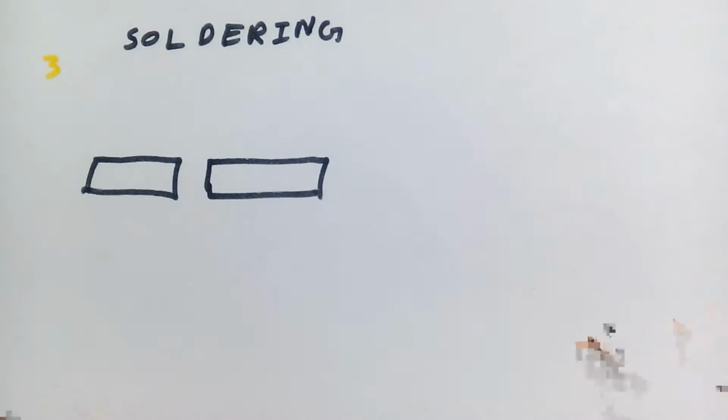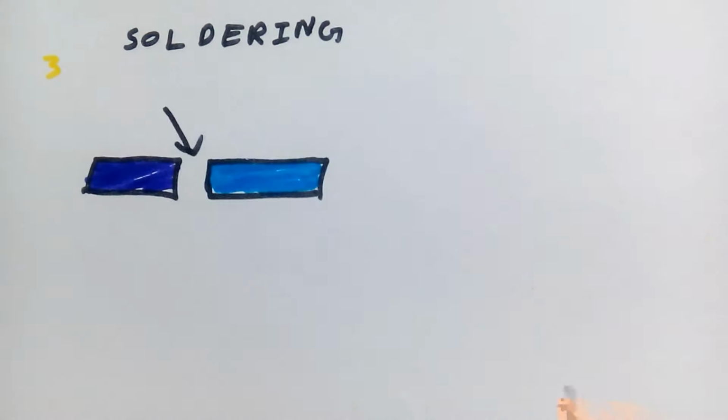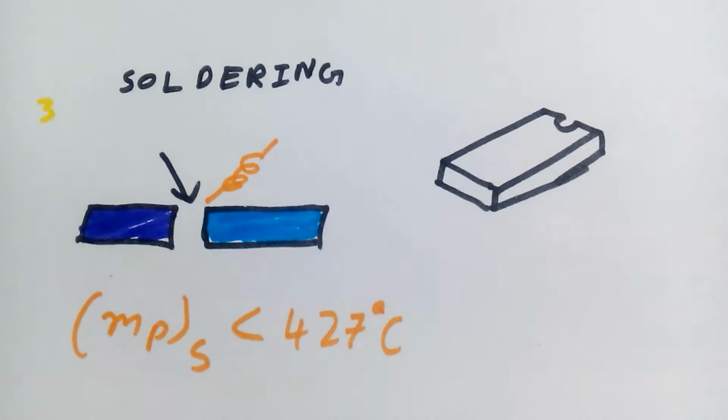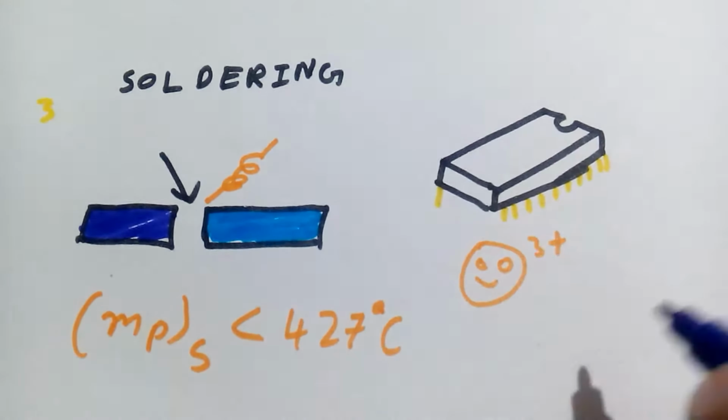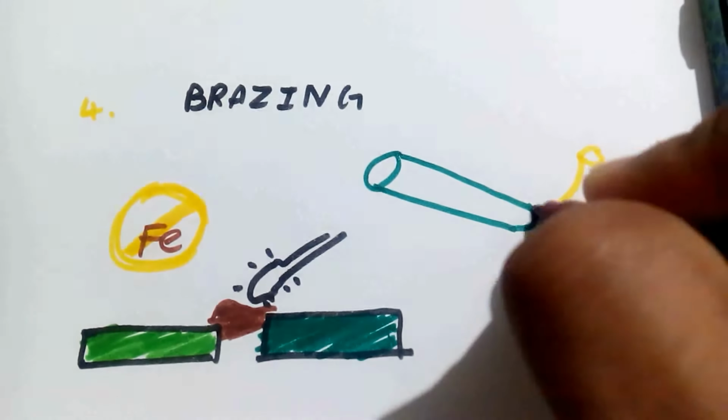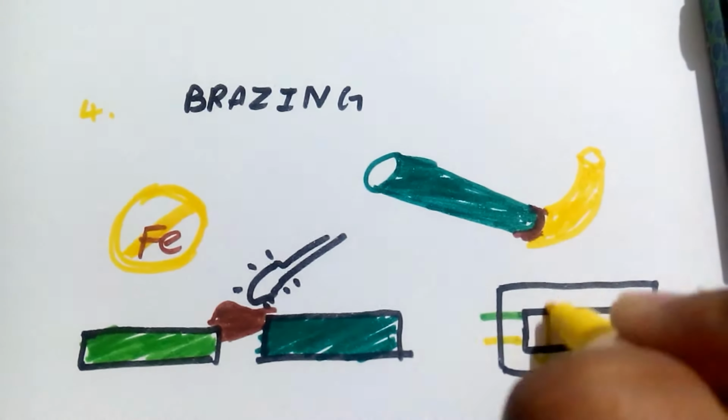The third type of joining process is soldering, in which coalescence is produced by heating the rod to a suitable temperature and by using a filler metal with a melting point below 427 degrees Celsius. It is used widely in the semiconductor industry due to its simplicity and low cost. The fourth type of joining process is brazing. Here, metallic parts are joined using non-ferrous filler metal and is hence used in areas like pipes, heat exchangers, etc.